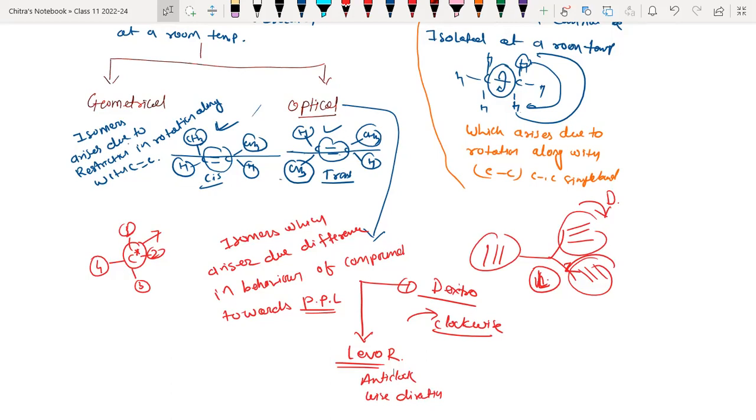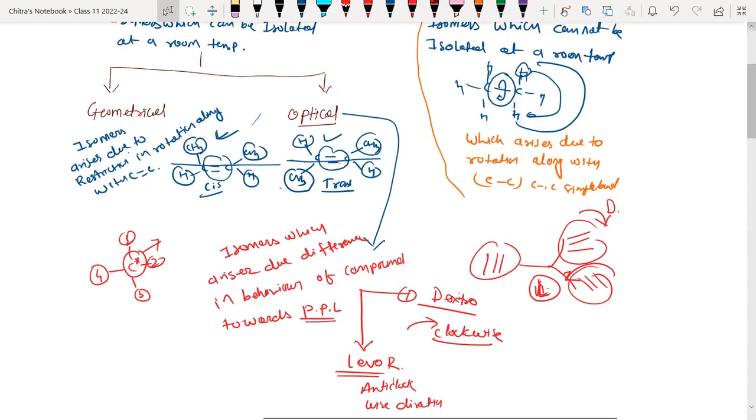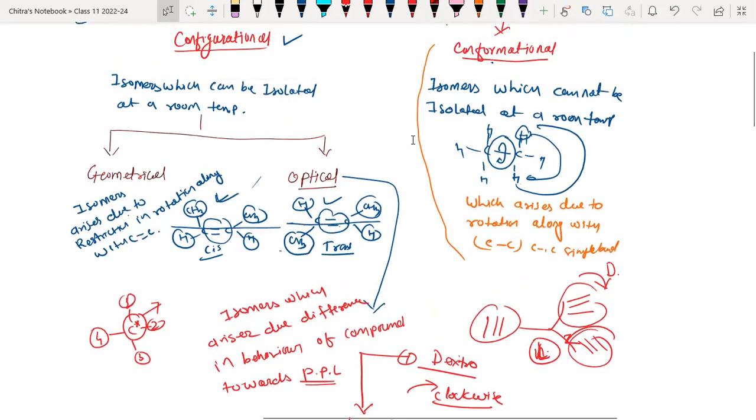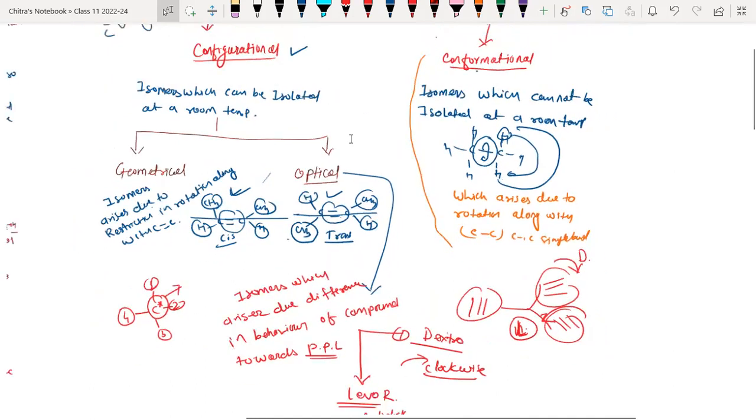Okay, have you all taken a screenshot, everyone? Yes, sir. Written in copy. Okay, any doubt in that part? Because today we have completed isomers.